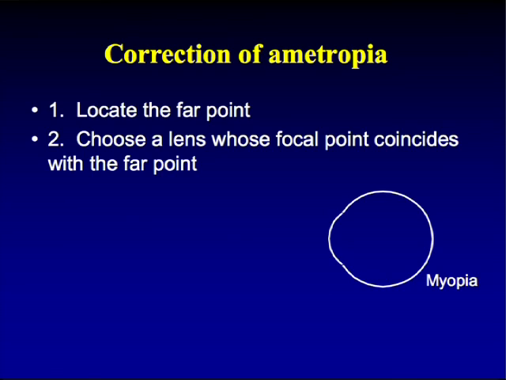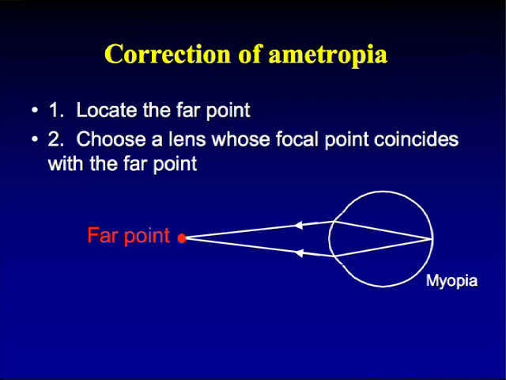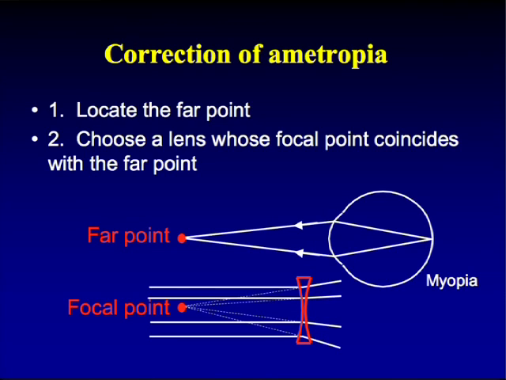So how do we correct that ametropia? We have a patient who has a refractive error. Well, the way I think of it, and I'll explain why in a minute, is if you locate the far point of the eye, now you choose a lens whose focal point coincides with the far point. At that point, you've corrected the refractive error.